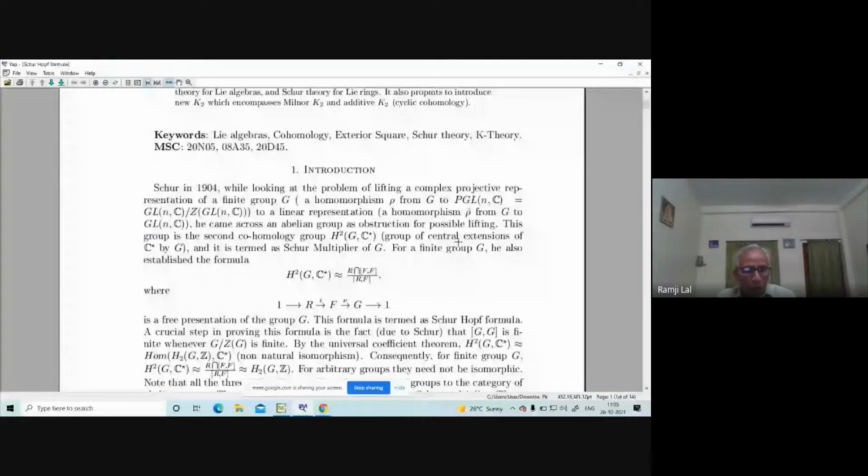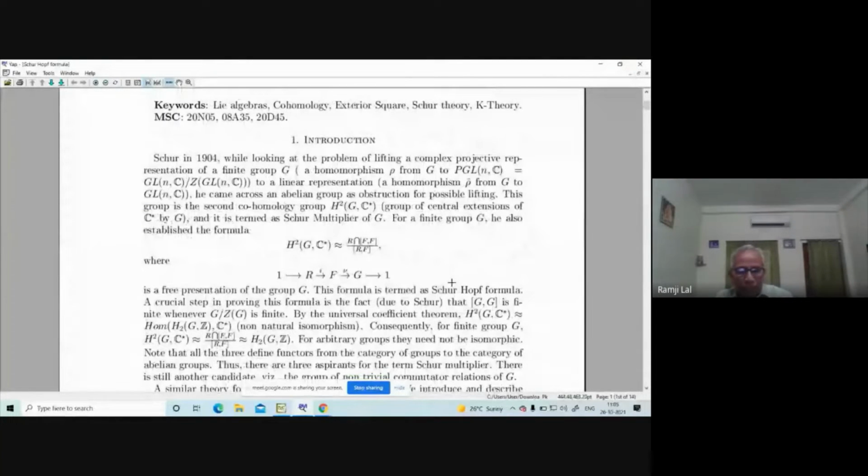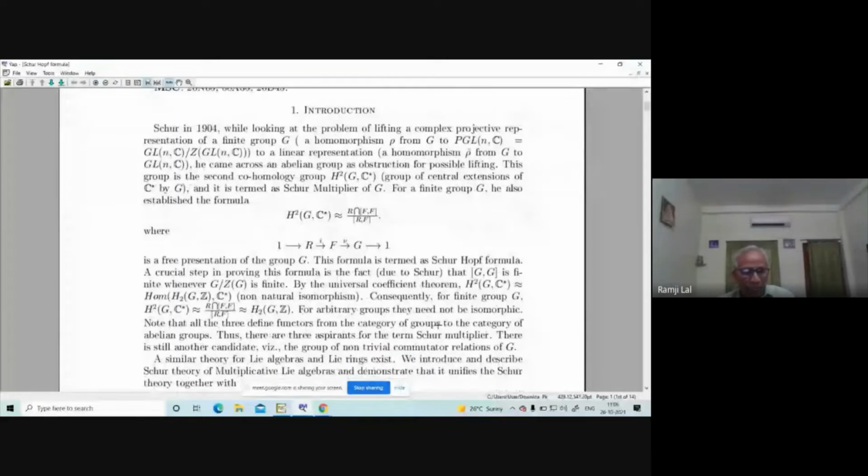Note that all three define functors from the category of groups to the category of abelian groups. Thus, there are three aspirants for the term Schur multiplier. Indeed, there is always a controversy: what should be termed a Schur multiplier of a group? So there are three aspirants here, as you see: the second cohomology group, the Schur formula, which is isomorphic to the second homology group when G is finite, and the second homology group also, which is isomorphic to this group when G is finite.